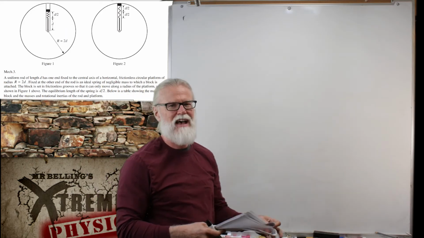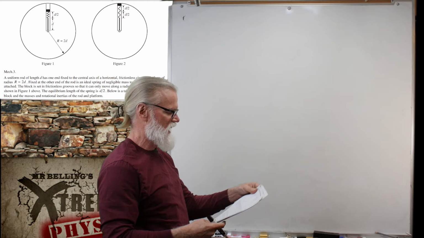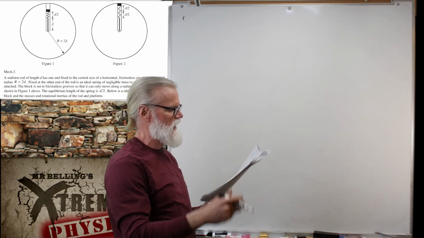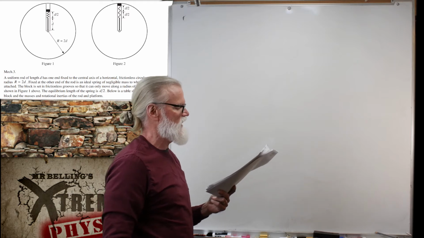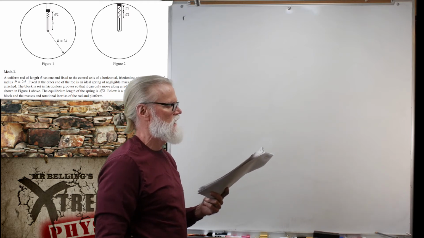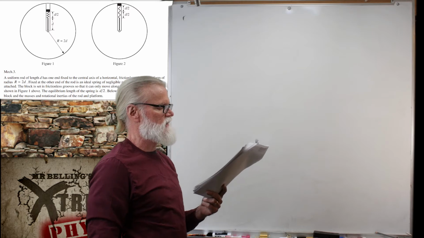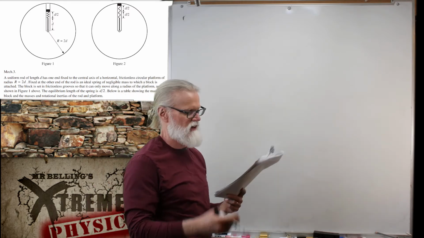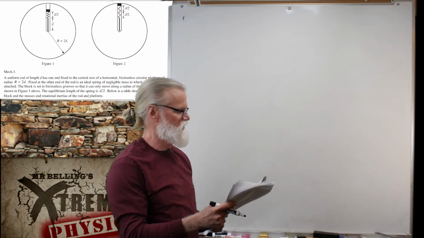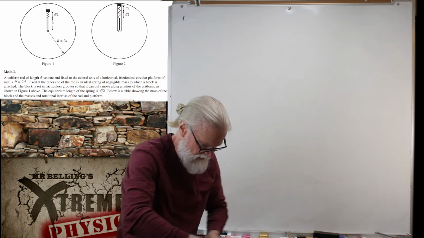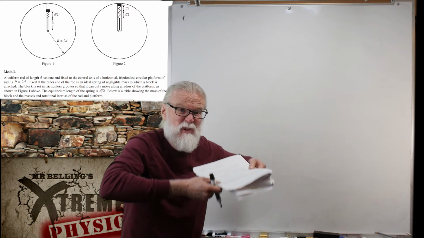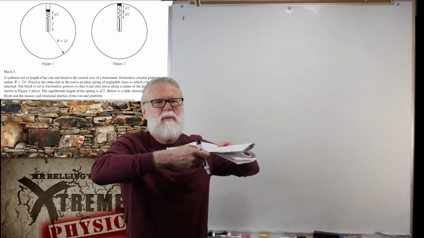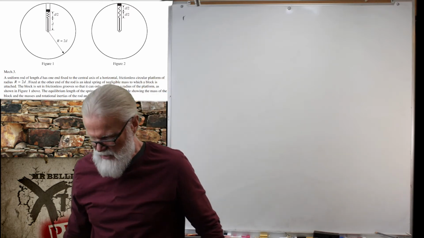Let's go to question 3. Question number 3 from the 2016 exam. Oh, we got this weird looking thing. A uniform rod of length D has one end fixed to a central axis of a horizontal frictionless circular platform. So this thing's spinning like this. It's horizontal. I think I can grab my wheel.